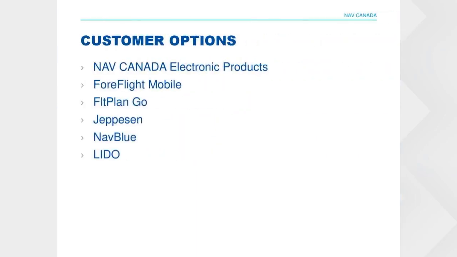Okay. So in addition to the electronic products that NAV Canada has available on our e-commerce store, we also provide aeronautical data to third parties, and they create their own products and applications. So this is just a list of some of the things that are available to you. As we just went through the electronic products, ForeFlight Mobile is available, Flight Plan Go, Jeppesen, and then we also have Nav Blue and Lido, and they're probably more geared towards commercial. But they do have NAV Canada data available in their products.